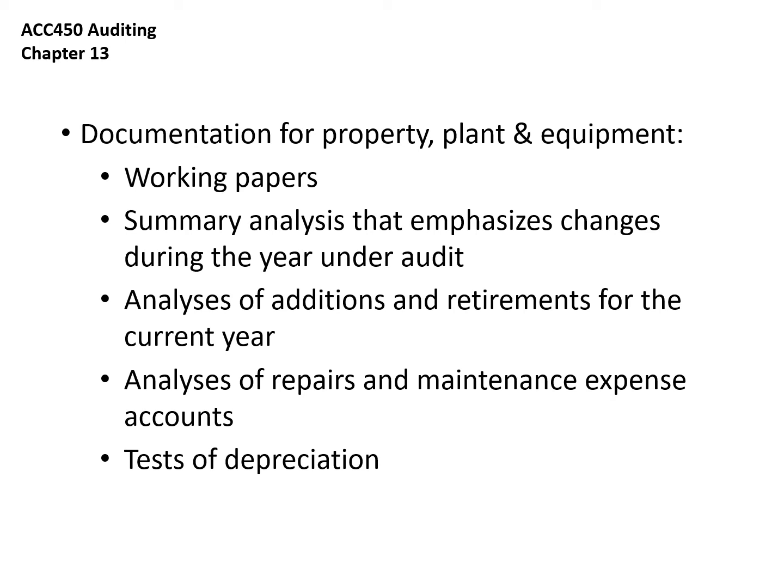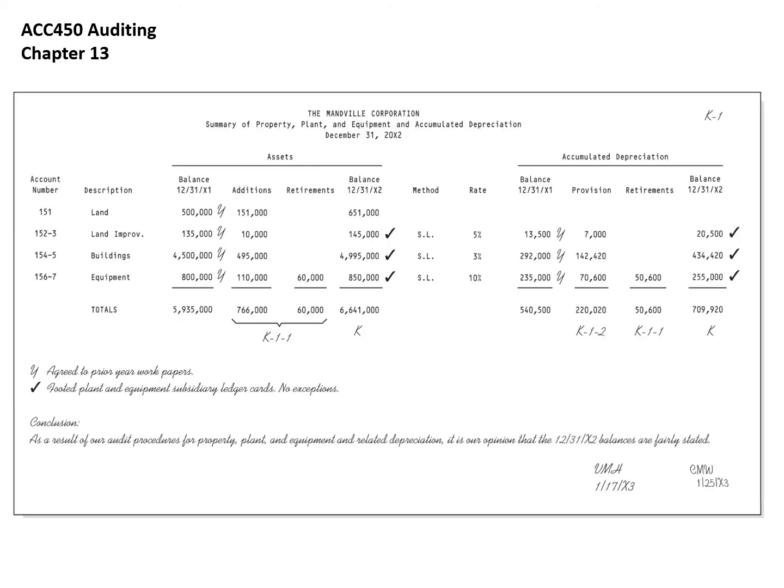And then we would test depreciation, meaning we would go back through and do the math and make sure there aren't any mistakes in that regard. So here's an example of a summary of property, plant, and equipment where they're showing the beginning balance, and then we have additions and retirements and an ending balance for both the asset and accumulated depreciation. And you can see by the ticks and footnotes and so forth that they're tying that out to actual copies of invoices and evidence of that.